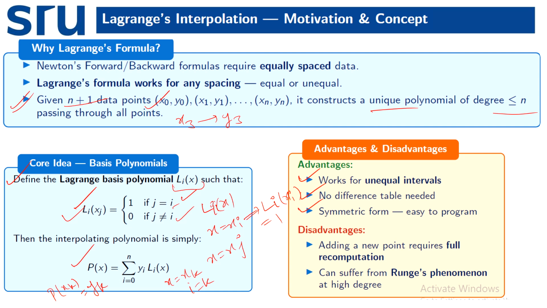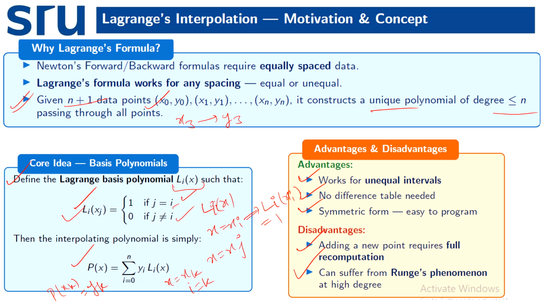However, there are certain disadvantages as well with Lagrange's method. First, if we add a new data point, we need to recompute the entire polynomial from scratch. Also, the polynomial may show large oscillations, especially near the boundaries, and this is known as Runge's phenomenon. So we need to be careful when using high degree interpolation.